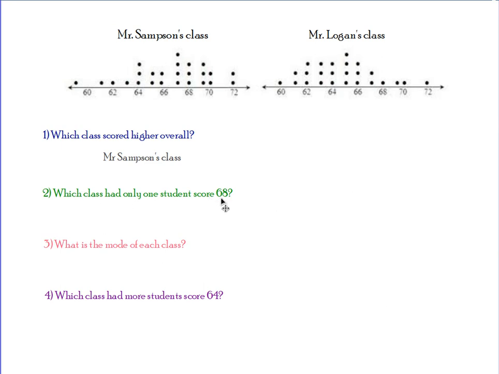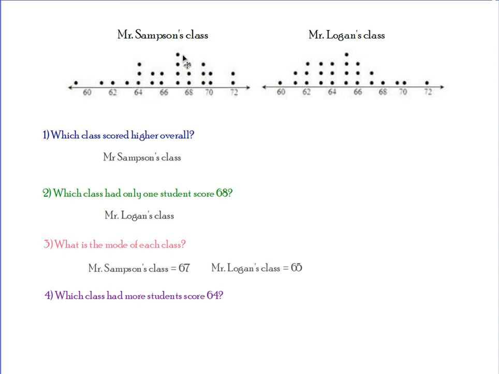Which class had only one student that scored a 68? That would be Mr. Logan's class, right? 1 student who scored 68 in Mr. Logan's, 3 students who scored 68 in Mr. Sampson's. What's the mode of each class?